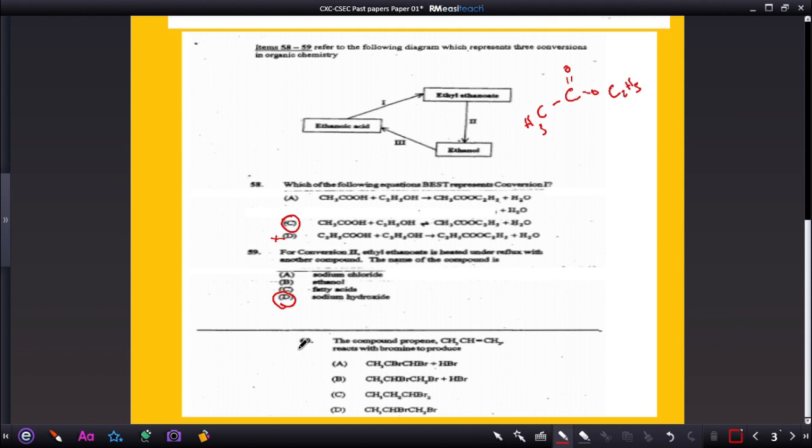And number 60. The compound propene, CH3CH=CH2. So that's the compound propene. The carbon to carbon double bond there is at the terminal carbon, reacts with bromine to produce what? So this reaction would be an addition reaction. So you would expect the dibromo compound. So the answer for that would be C.